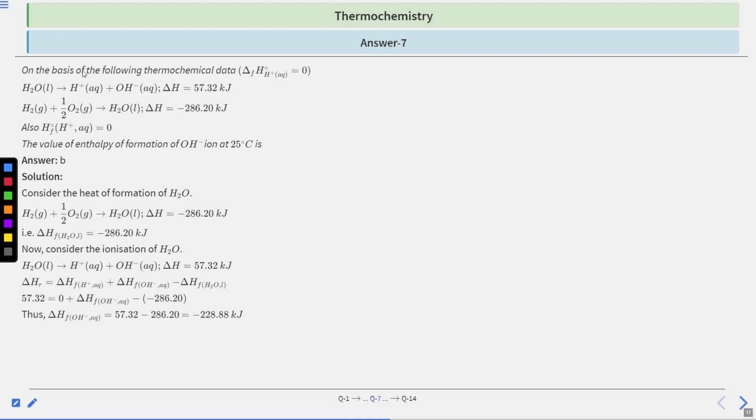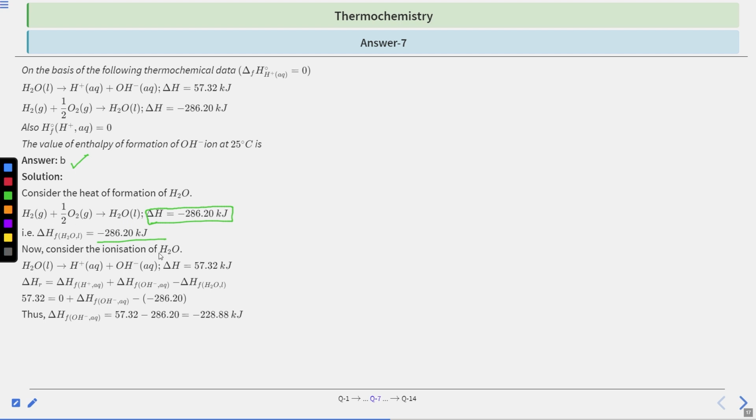Okay, so the correct answer is option B. So consider the equation for the formation of H2O. H2 plus half of O2 will give you H2O, and the change in enthalpy given for this reaction in the question is the enthalpy of formation of H2O in liquid state, right? Because it is the same, and we are forming H2O in liquid state.